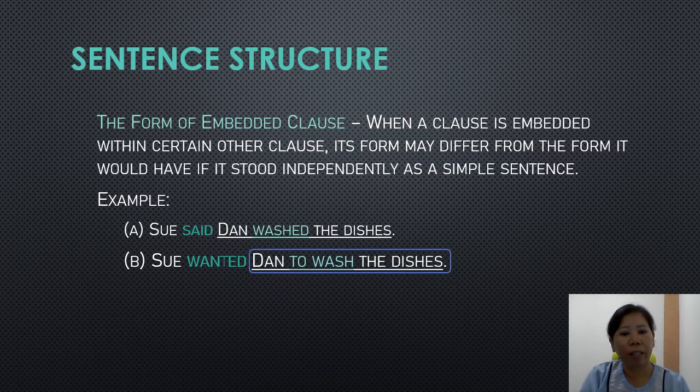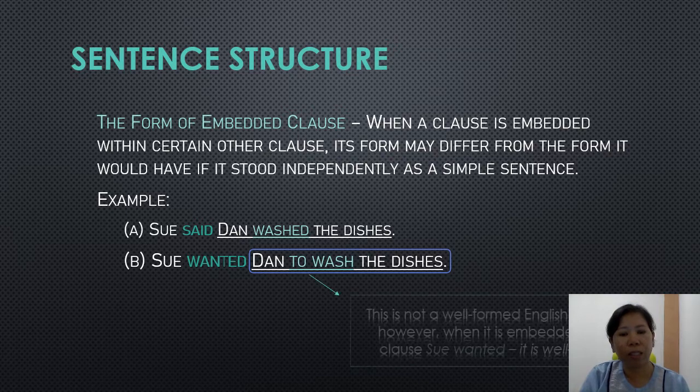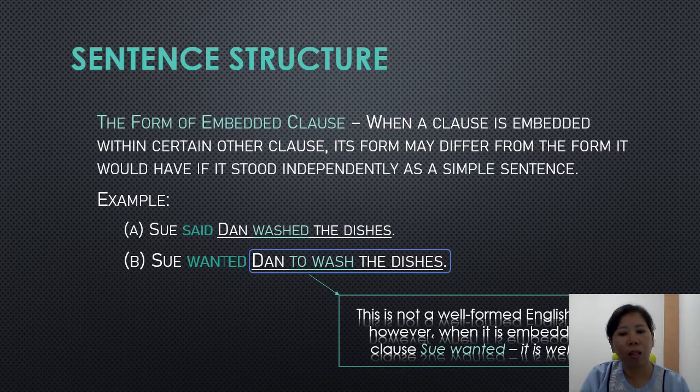Notice that in sentence 2, Dan to wash the dishes is what we call a dependent clause, because it will not make a good structure sentence if it wasn't connected to the first clause, Sue wanted.